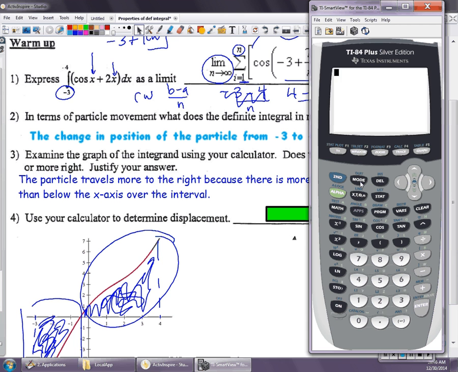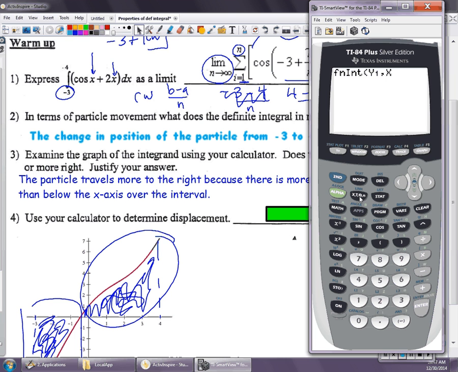If we're going to determine the displacement, remember we want the negative area to stay negative and the positive area to stay positive. So I'm going to do math number 9, which is fnInt, and I'm going to call up my function that is in Y1. I could type in the function again if I wanted to, but I've already put it in my calculator.